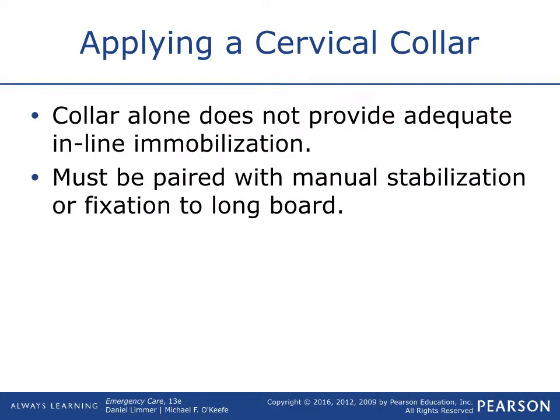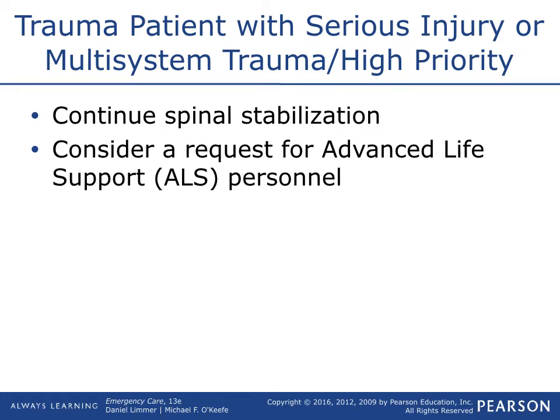So, a collar alone does not provide adequate inline immobilization. It must be paired with manual stabilization or fixation to a long board. If you believe there's a C-spine issue, you're probably going the whole nine yards with the vacuum mattress, all that kind of stuff. Trauma patients with serious injury or multi-system trauma are high priority. Continue spinal stabilization, and then consider a request for advanced life support, ALS personnel. Basically, your scope only goes so far. Now we're into ALS scope sometimes, so be ready for that.